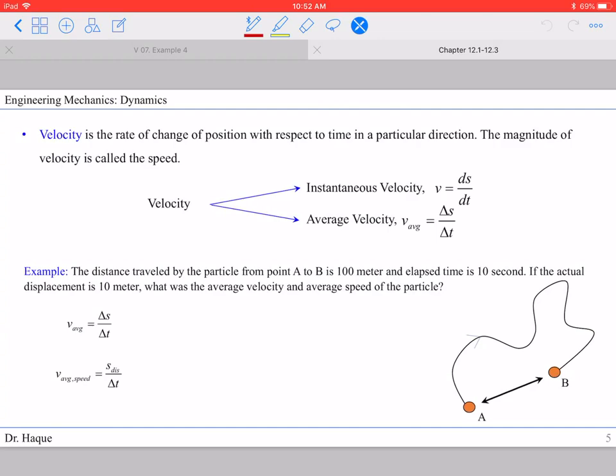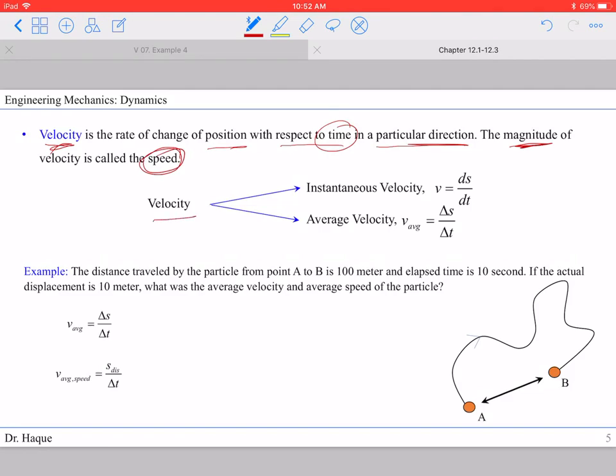The next concept we're going to talk about is velocity. What is velocity? It is the rate of change of position with respect to time in a particular direction. This also means that velocity is a vector. It has a magnitude and direction. The magnitude of the velocity is also called the speed. So speed is not a vector, it's a scalar.